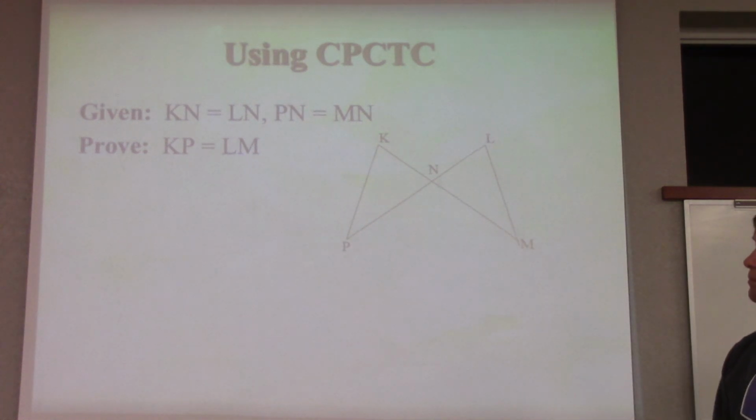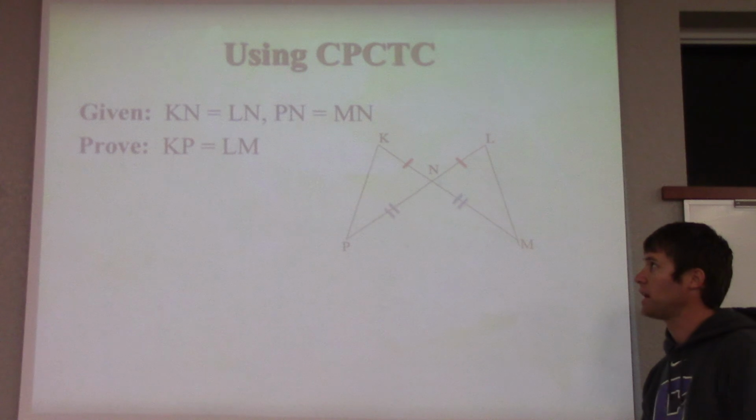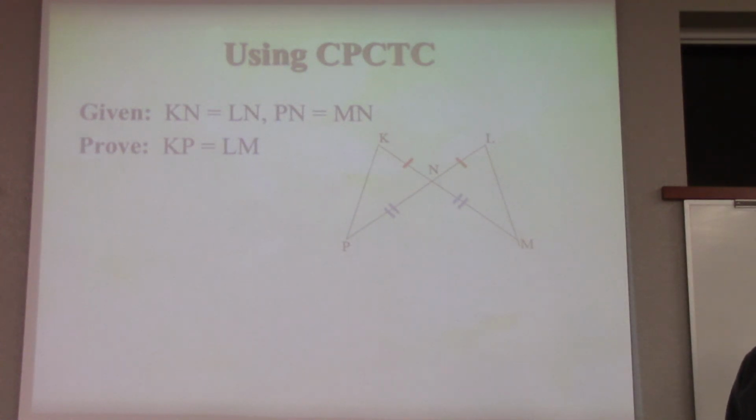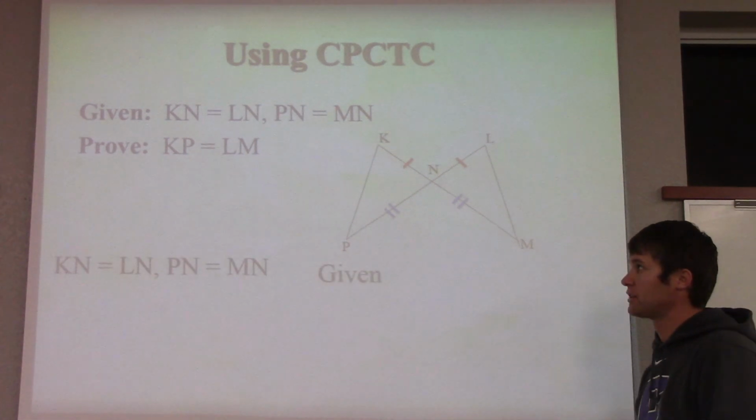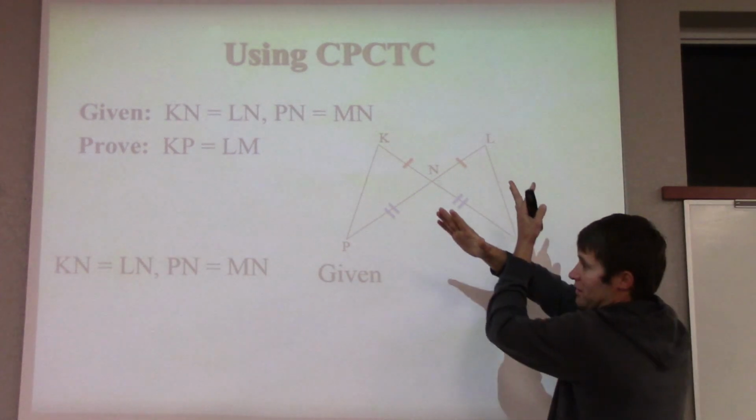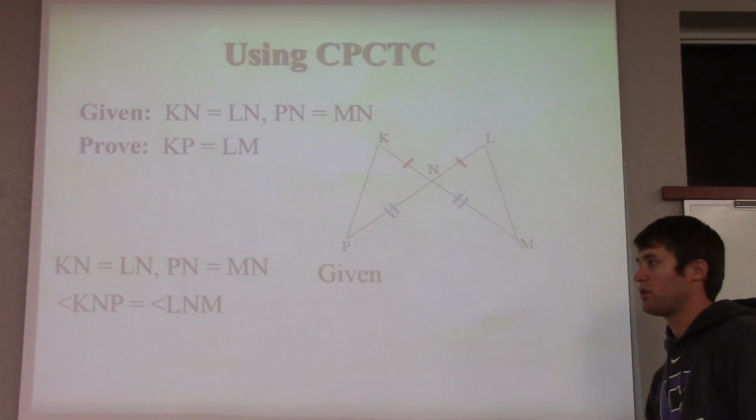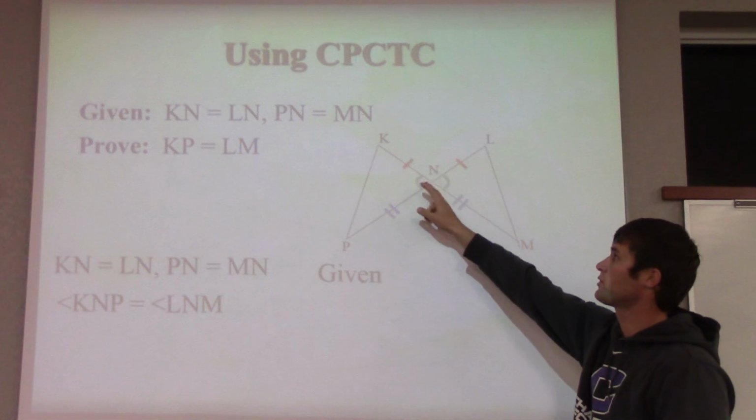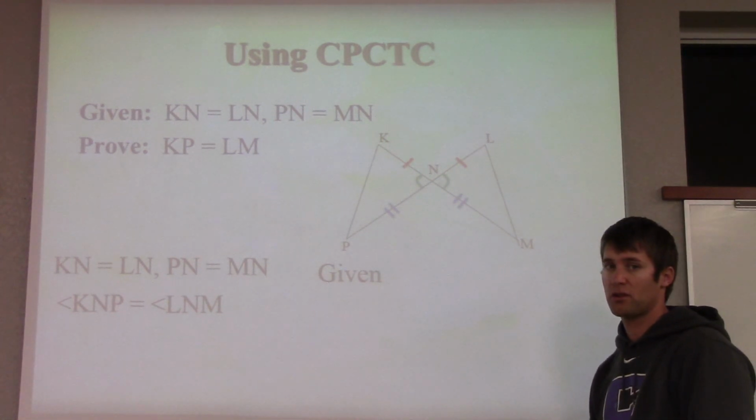Come here, go to your proofs. What do they prove? They want, or givens. Go to your givens. KN is equal to LN. PN is equal to MN. There you have that. What else can we show that's true? Well, start with your givens. What do we have when our two lines cross like this? We have vertical angles. So how can I prove that these two angles are congruent? It would be vertical angles.